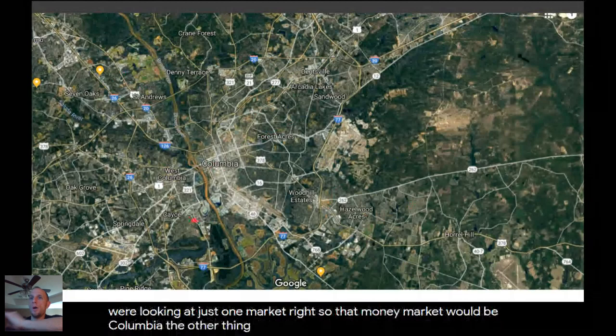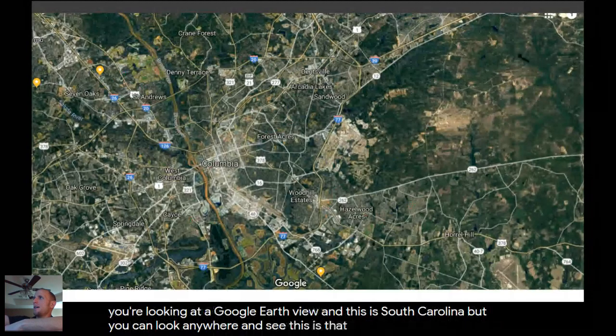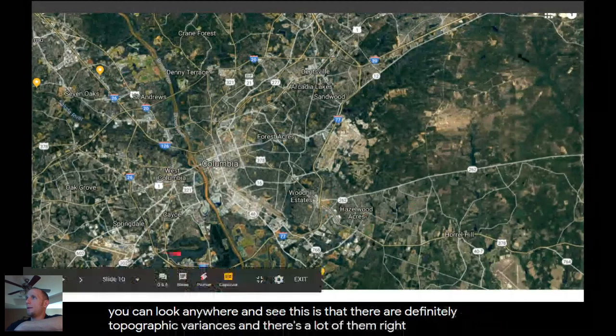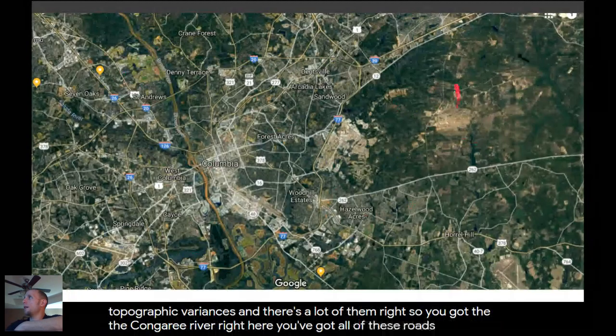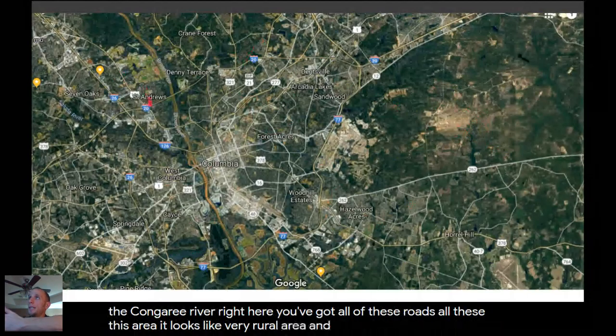The other thing that you notice right off the bat when you're looking at a Google Earth view, and this is South Carolina, but you can look anywhere and see this, is that there are definitely topographic variances, and there's a lot of them, right? So you got the Congaree River right here. You've got all these roads, all this area, it looks like very rural area, and then more cities and other places.